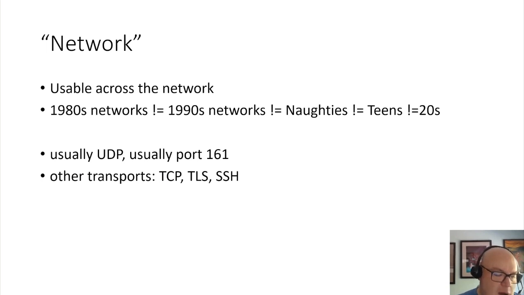So network. What's the network part of SNMP? SNMP is usable across the network, but networks have changed dramatically over the years. What was a network in the 80s is not like the 90s, is not like the noughties, and so on and so on. The primordial internet populated by university and nuclear missiles is nothing like today, when you have countries involved in a shooting war with each other sharing the same network with one another. Today, we usually think of SNMP as running on port 161 UDP, but it can run over TCP, TLS, SSH, whatever.